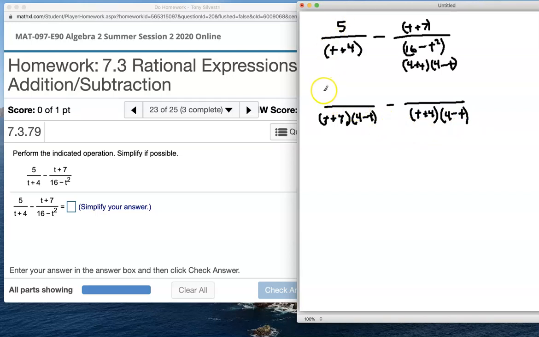Bring down the 5. Bring down the numerators. Bring down that t plus 7 bundle. Okay. Look at this fraction here. t plus 4 has to become this complicated lowest common denominator here. So what's the difference? I have to multiply the bottom by 4 minus t. If you multiply the bottom by 4 minus t, you'll have to offset that by multiplying the top by 4 minus t.